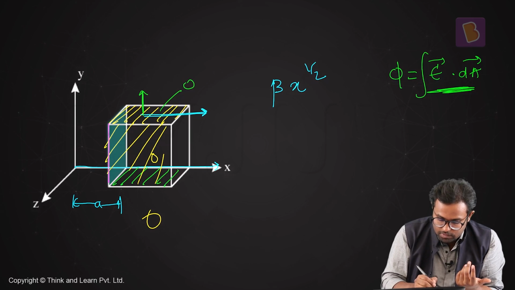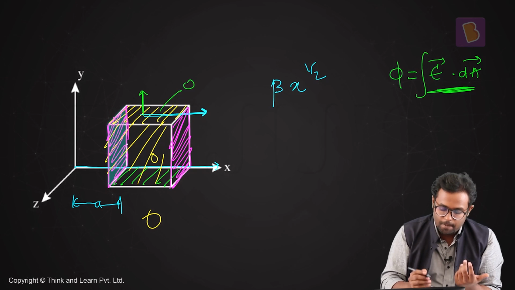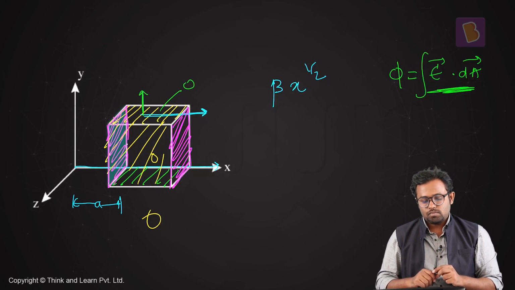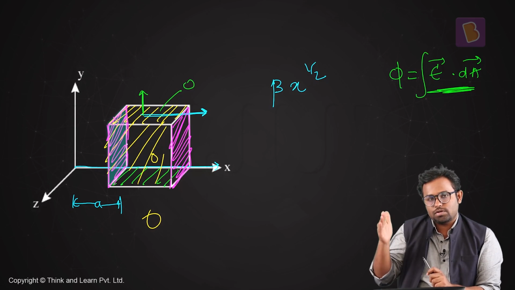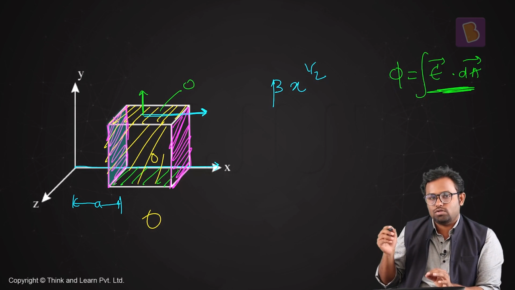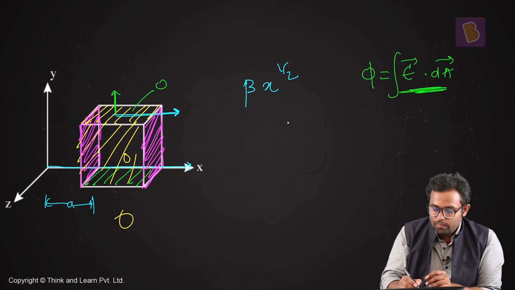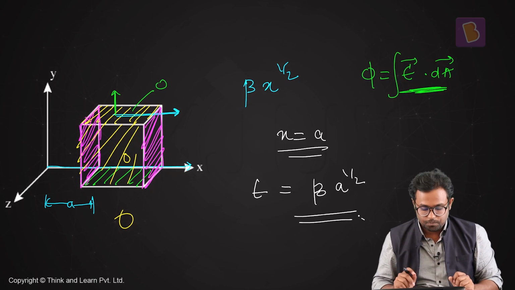So we have this surface over here, and this surface over here, where there will be some flux contribution. And what will be the flux contribution on this surface? Now this surface is at a fixed value of x. All the points on this surface are at a fixed value of x. It means that the electric field at any point on this surface is constant. And what is that electric field? The value of x there is equal to A. So the electric field at this point is equal to beta times A to the power of 1 by 2.